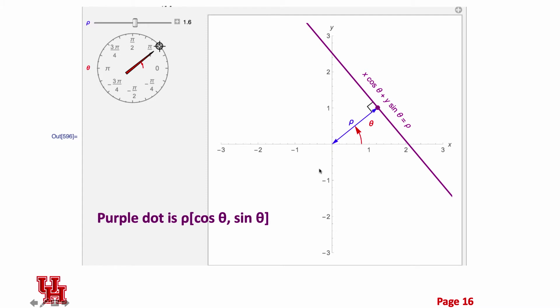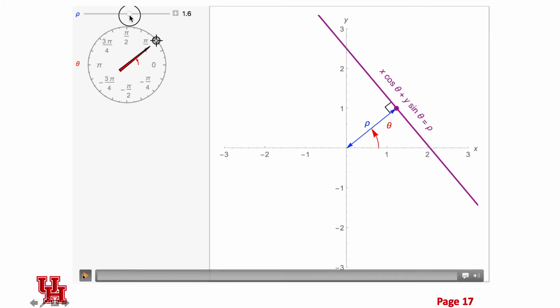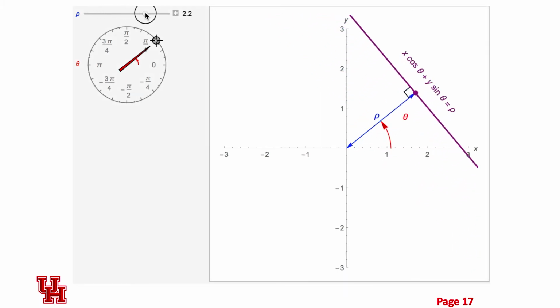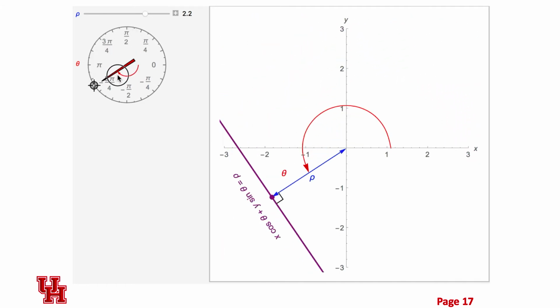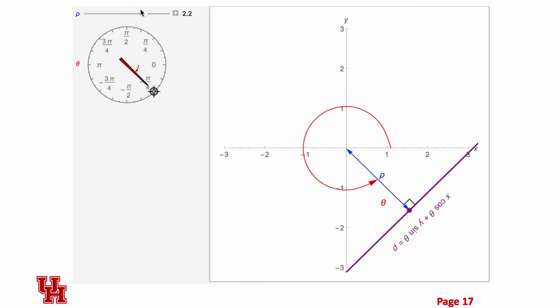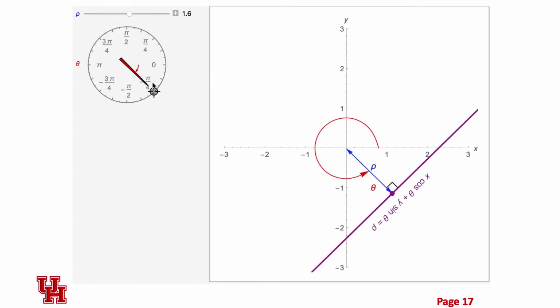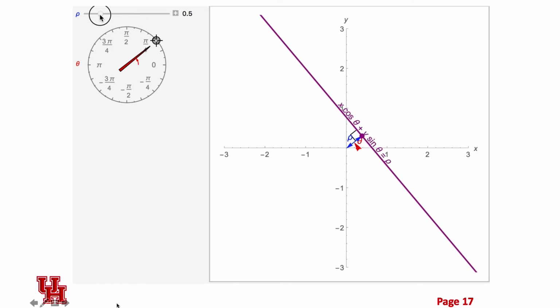Right here you can see I have placed a point, and that point is rho distance away from the origin, and it's at an angle theta. In this animation, if you change this rho, you can bring that line closer or farther away from the origin. I just want to show you that you can represent any line in the world by this. It's a little more robust than our slope-intercept equation because there are no divide by zero errors. And so it's a nice way to parameterize a line.